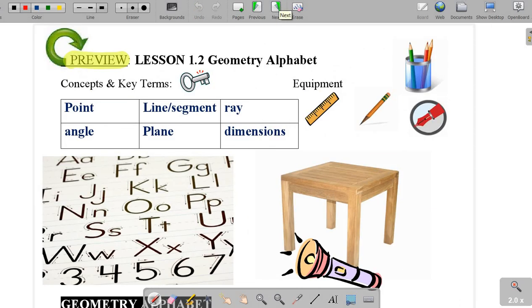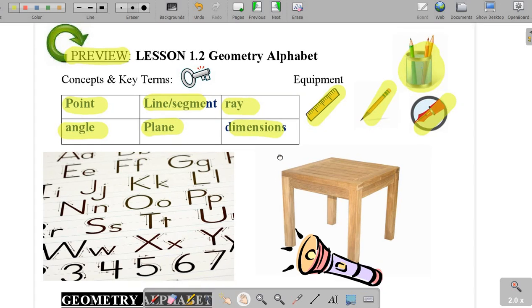Preview. In our next lesson, we're going to be talking about something called the geometry alphabet. Your key terms include point, line segment, ray, angle, plane, and the concept of dimensions. Make sure you have this equipment on hand. You're going to need a straight edge. If you haven't purchased an actual ruler, you can use the postcard I provided the first day of class. Of course, a pencil, a red pen handy, and some sort of colors. Your quad pen is sufficient.